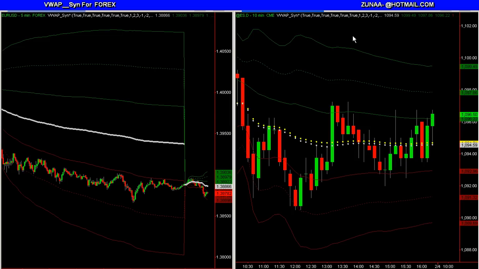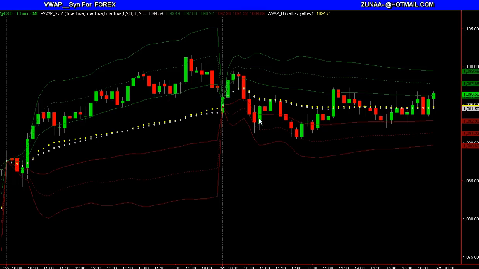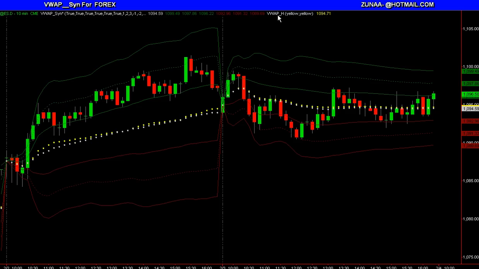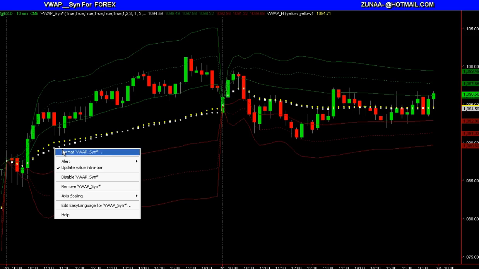Now, first I want to show both of them. There are two indicators on here. One is the traditional volume weighted average price, which is the yellow points here. As you can see, it says volume weighted average price underscore H. It's this indicator up here. And the second one is plotted in the gray points. That's volume weighted average price underscore synth, standing for synthetic volume.